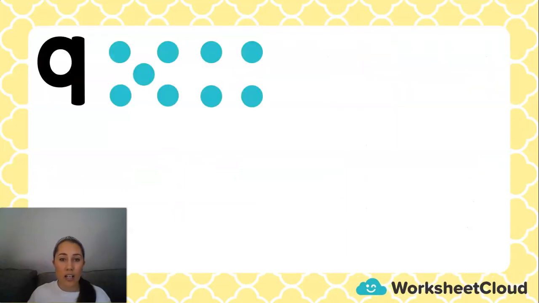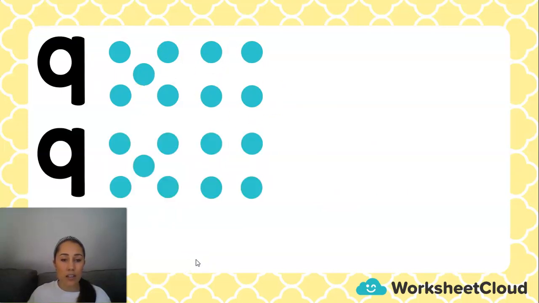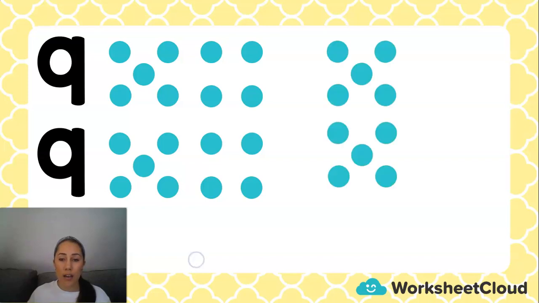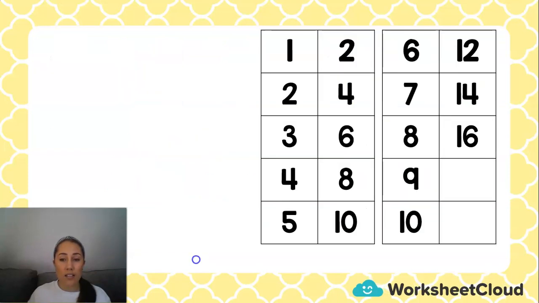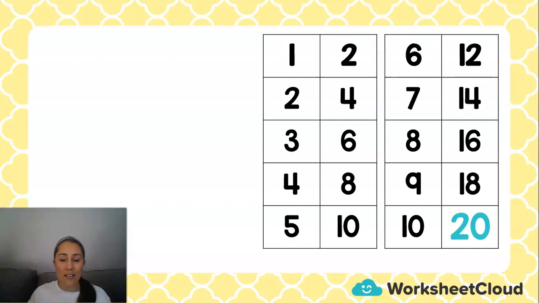Now let's have a look at 9. 9 is a 5 and a 4. So now I double 9 underneath. I've actually doubled 5, and that is 10. And I double 4, and that is 8. And 10 plus 8 is 18. You are very clever. And I think the next one you can do without dots, because double 10 is going to give me 20. Well done.